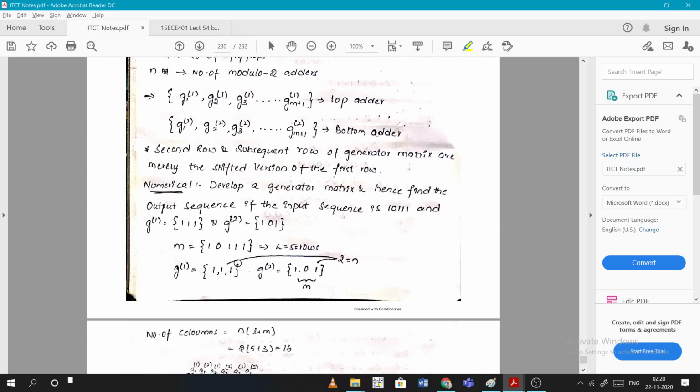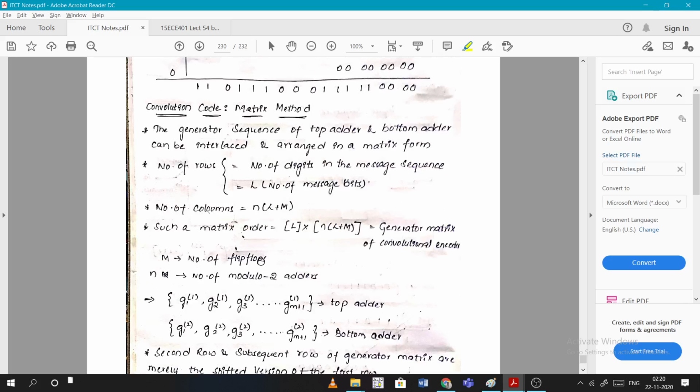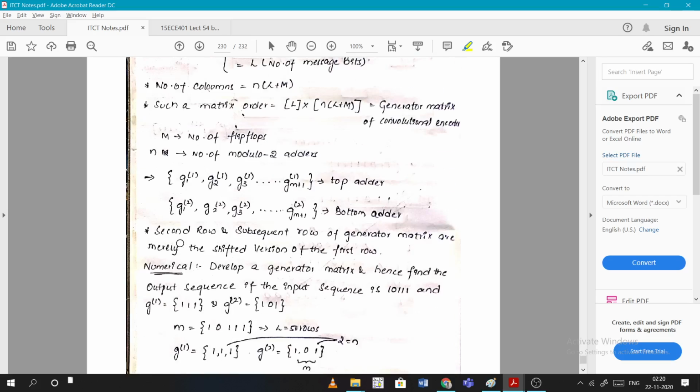So in the convolution code matrix method, the number of rows will be the number of digits in the message sequence, that is L, right? And the number of columns will be N into L plus M. That means the matrix order is L cross N into L plus M. This is the dimension of the generator matrix of the convolution code. M is the number of flip-flops, N is the number of modulo 2 adders. For the top adder we'll get some sequence, G1 G2 G3 and so on up to G(m+1), and the bottom adder will get this sequence.